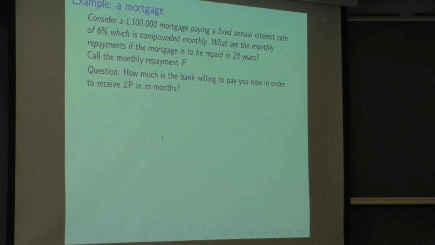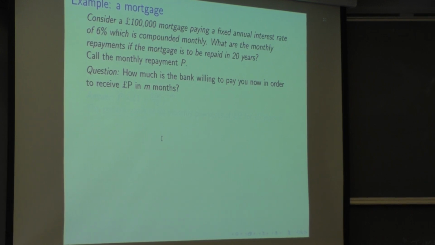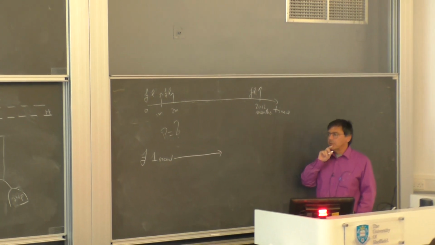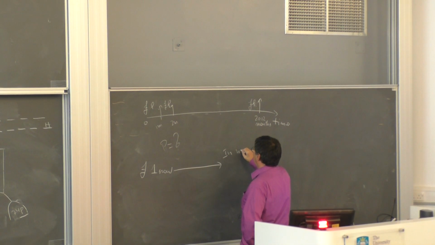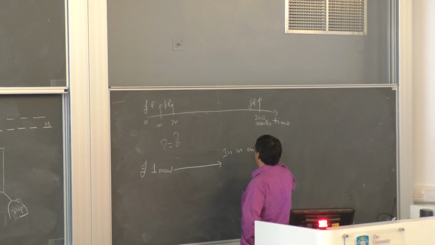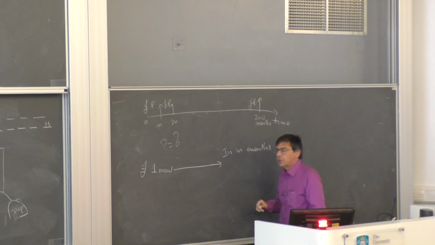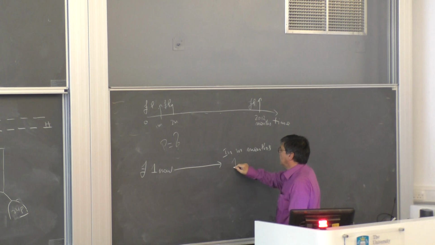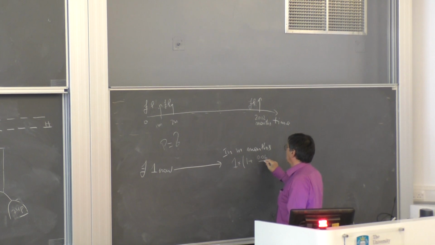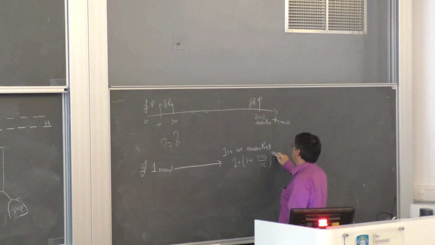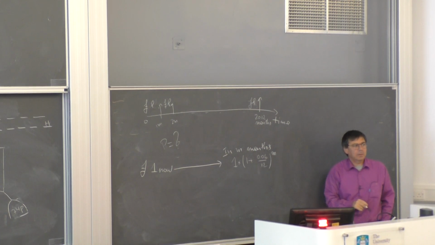Well, £1 now, under the terms of this loan, what happens to £1 now in M months? So in M months, this grows to £1 times 1 plus 6% divided by 12 to the M. Right?